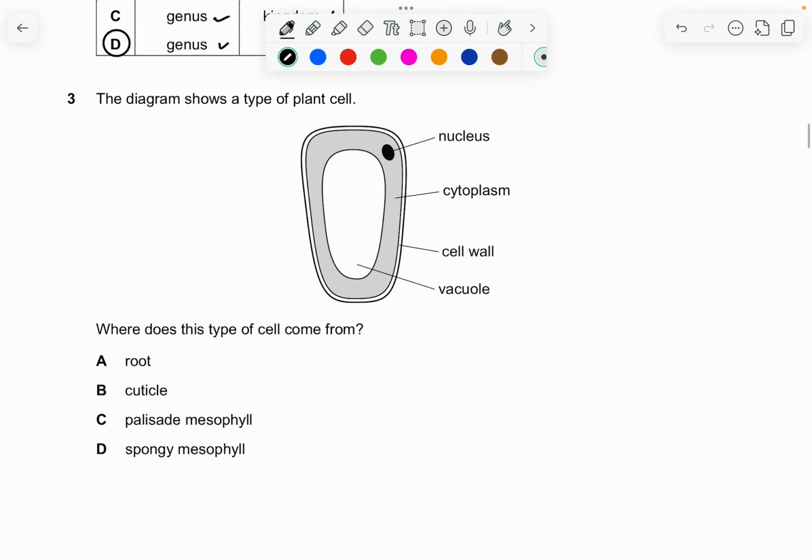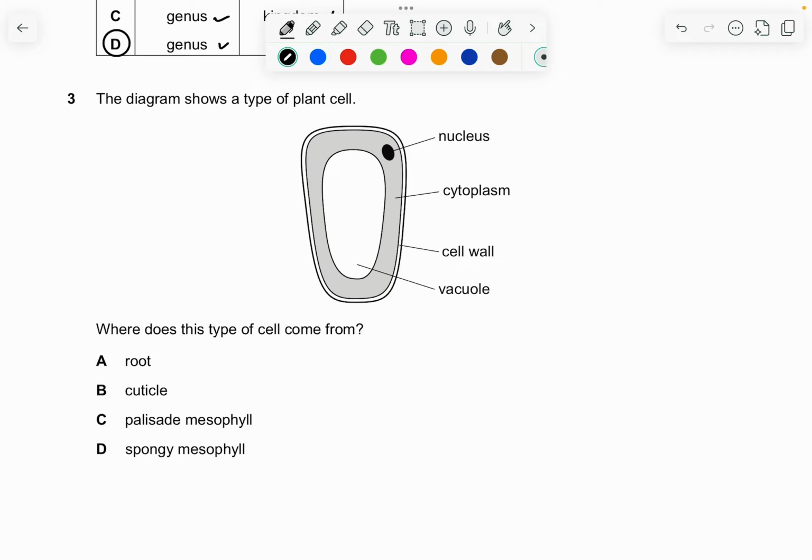Question 3. The diagram shows a type of plant cell. Where does this type of cell come from? Alright, so this is a plant cell. There's a nucleus, the cytoplasm, a cell wall and a vacuole. So where can you see this type of cell? Generally, we will check one by one.